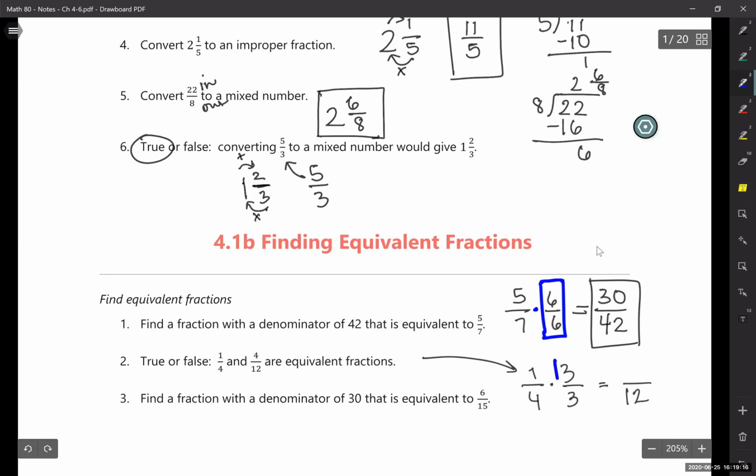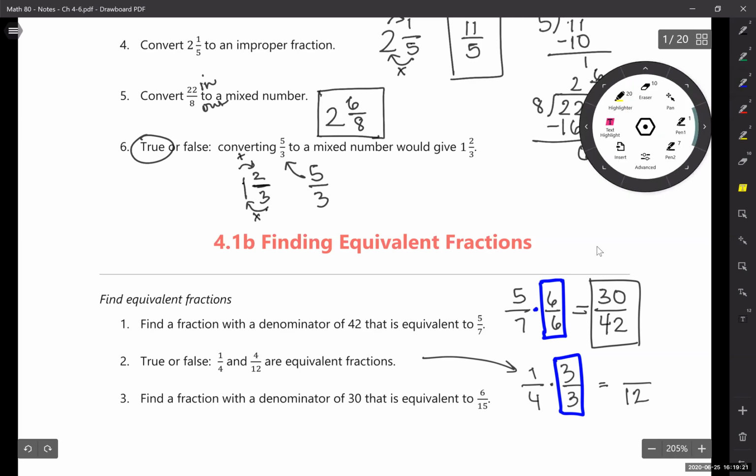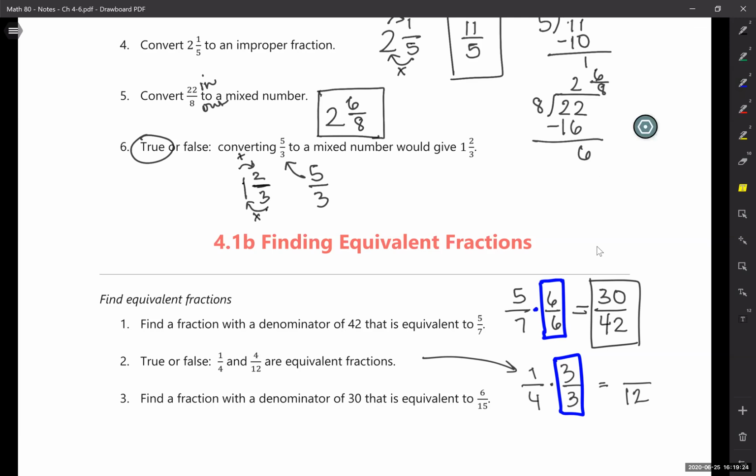So I keep that giant 1. This is really 1/4 times 1. However, we write that 1, having trouble getting my words out, as 3 over 3 because that's what's going to give us the denominator we need. So 4 times 3 is 12. And then on top, 1 times 3 is 3. And it's asking if it's 4. So we're going to say false. 1/4 and 4/12 are not equivalent. We can see from our math over here that 1/4 and 3/12 are equivalent.